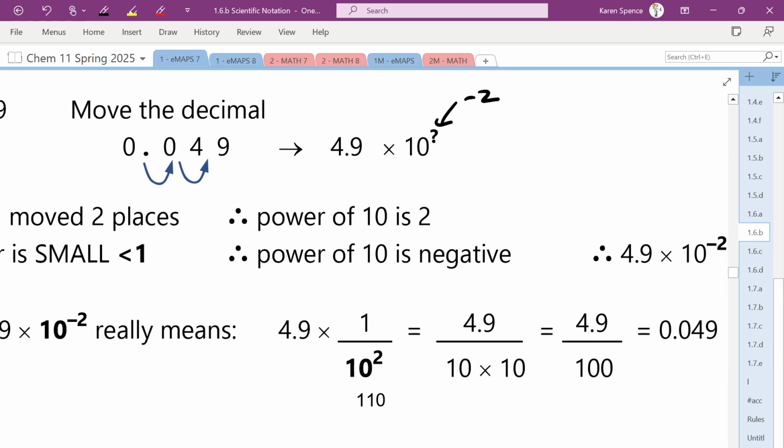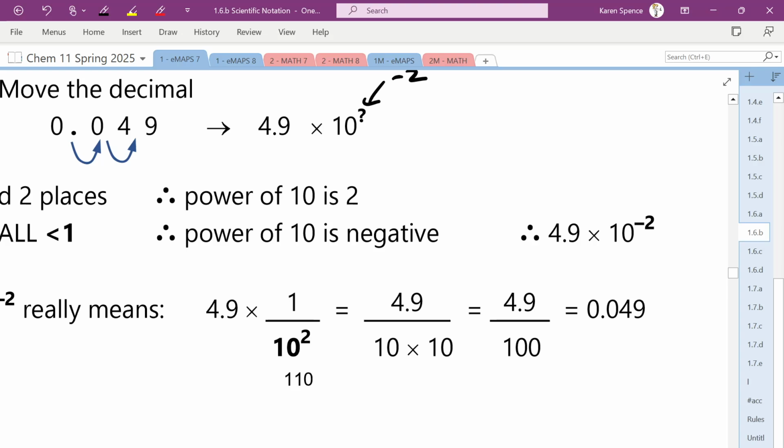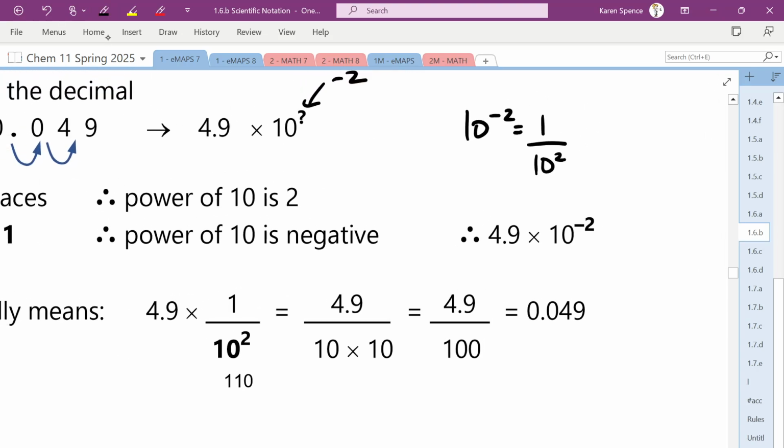And if you really want to think about it, 10 to the negative 2 is the same as 1 over 10 to the 2, which is the same as, so we have 4.9 times 1 over 10 to the 2, which is the same as 4.9 over 10 times 10, which is the same as 4.9 divided by 100. And you can see that that gets us back to our original number. So if you needed proving, there it is.